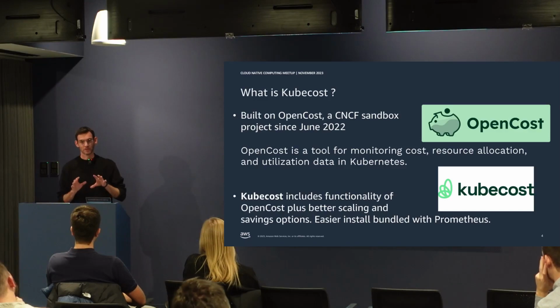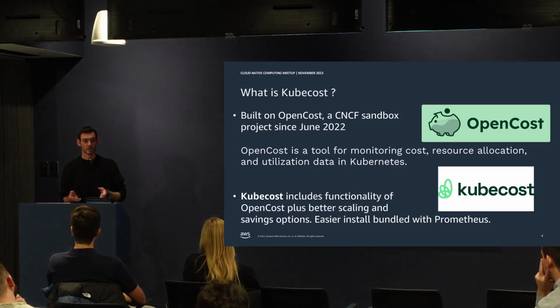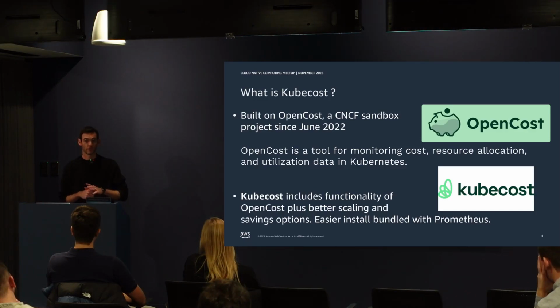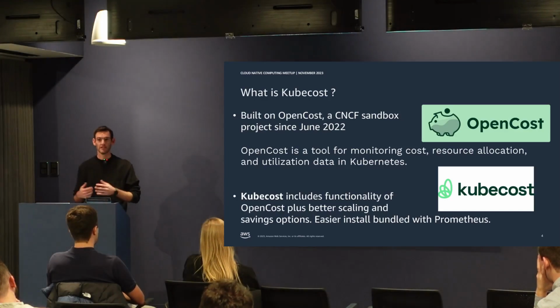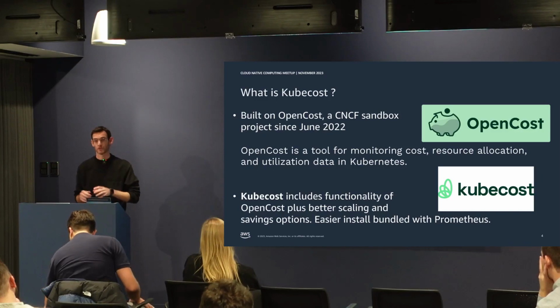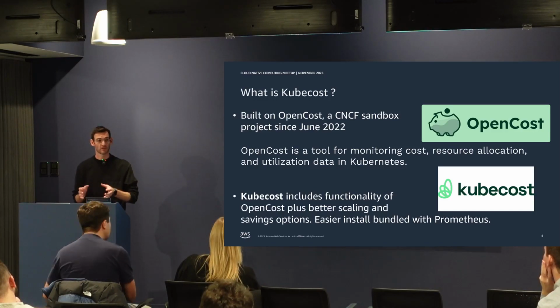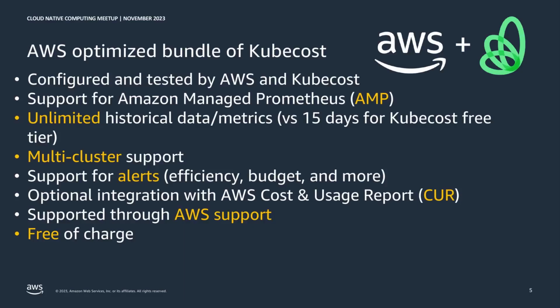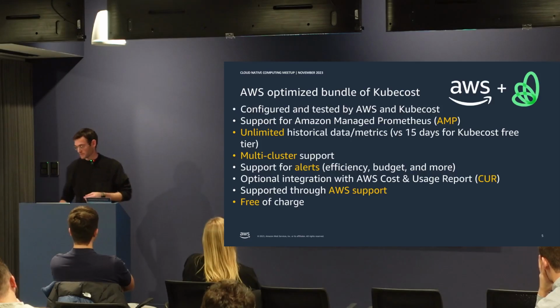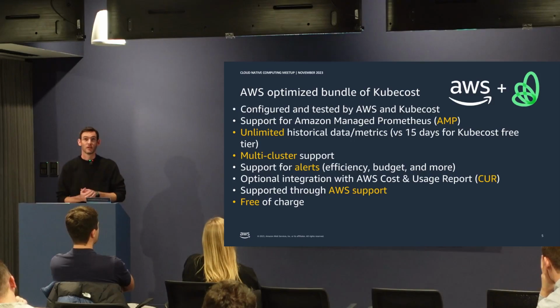So today, during the demo, I will use Amazon EKS. It's a managed service on AWS to run, scale, and operate a Kubernetes cluster easily. And if you use Amazon EKS, the best way to deploy Kubecost is to use the AWS optimized bundle, which comes with some advantages, which I will present now.